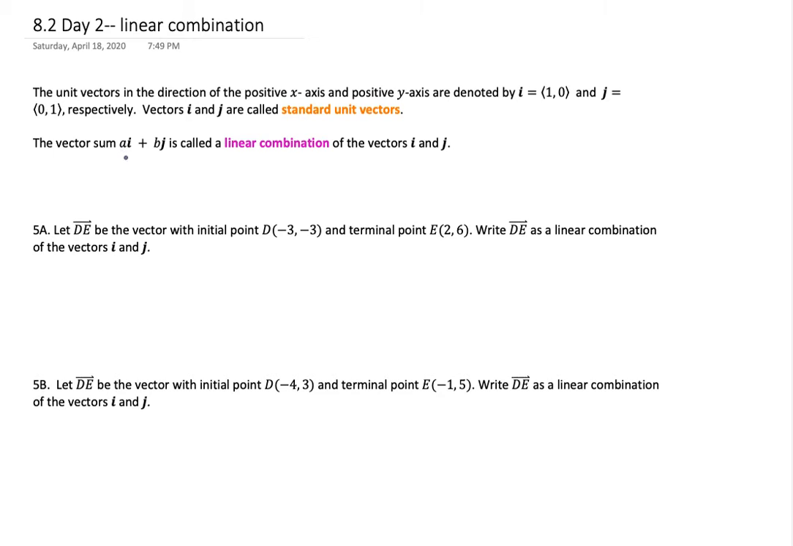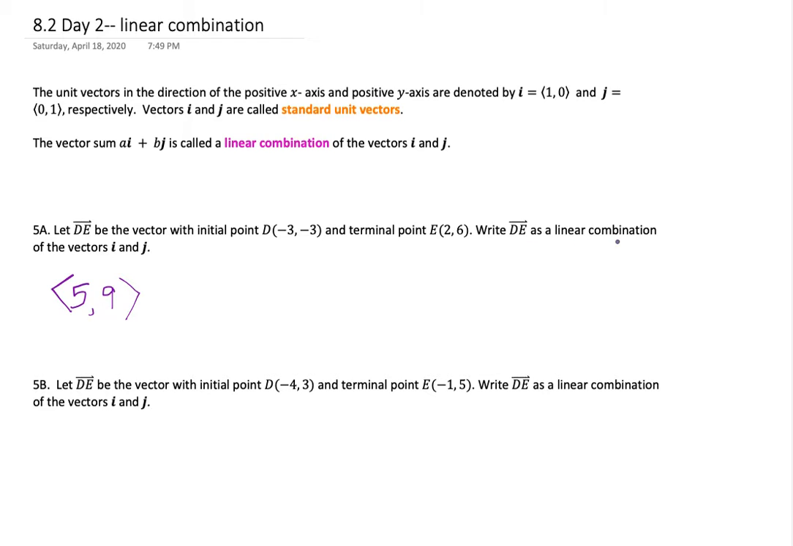So we're going to just put them together. It looks like this, and we'll put in our a and our b, so we'll put in our horizontal and our vertical. It's nothing crazy at all. No rocket science involved, I promise. So let's find the component form of DE. That was just 2 minus a negative 3 and 6 minus a negative 3.